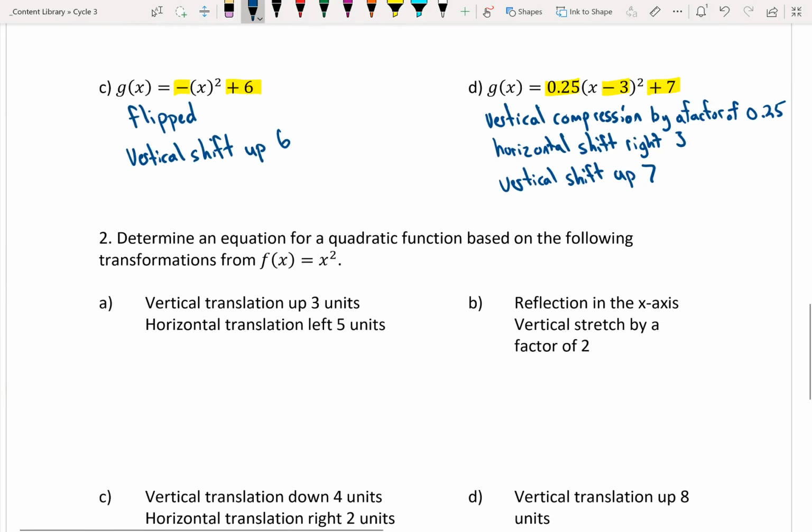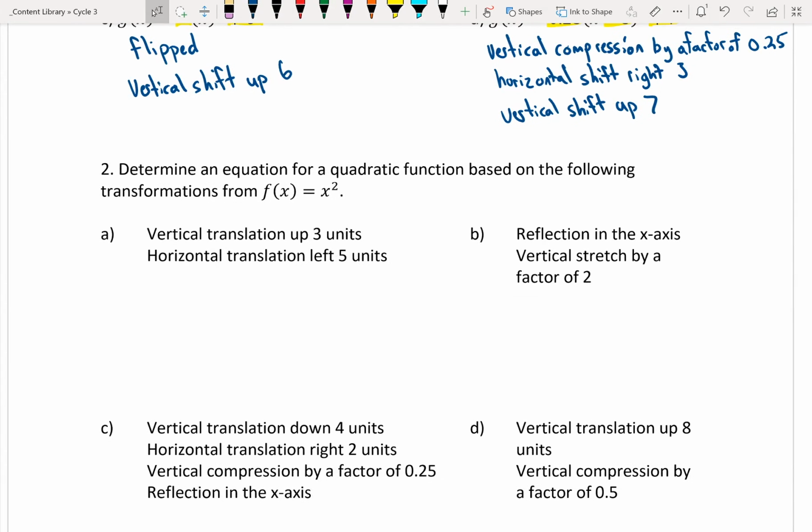So in 2, we're going to be given the transformations, and we have to then come up with what the equation would be. We're still dealing with a quadratic, so we're still dealing with this base form here. And because we're dealing with a quadratic, we know it has to be in vertex form, which is y or f of x equals a(x minus h) squared plus k. That's the form we need to use, and then we need to fill in the a, h, and k based on what our transformations are.